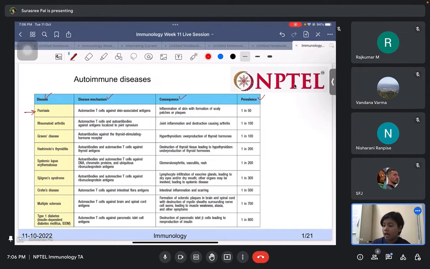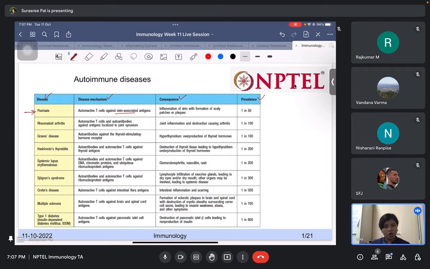You can see that the autoreactive T cells, so autoreactive means what? They are reactive against the self antigen. So the autoreactive T cells recognize some skin associated antigens or proteins or molecules, because of which it causes the inflammation of the skin and causes this disease psoriasis.